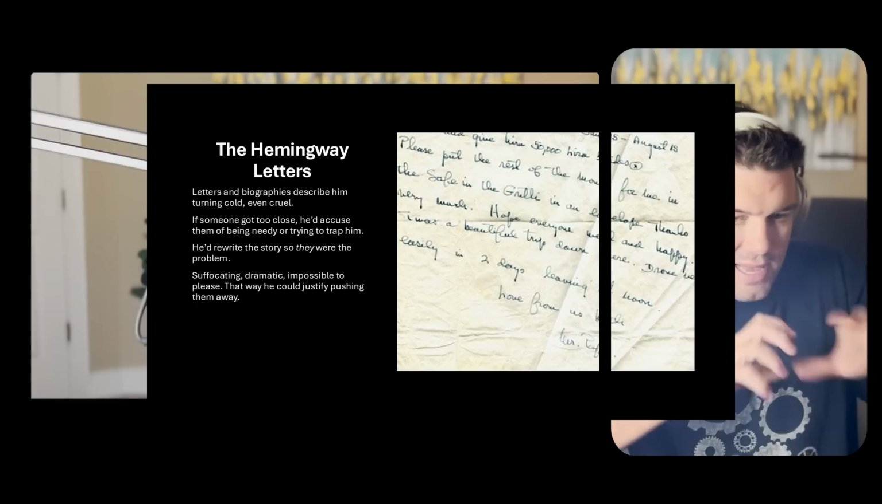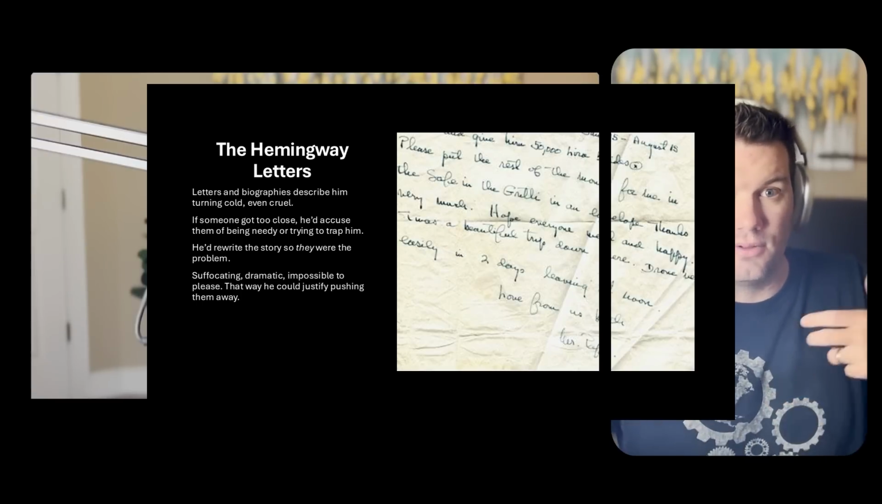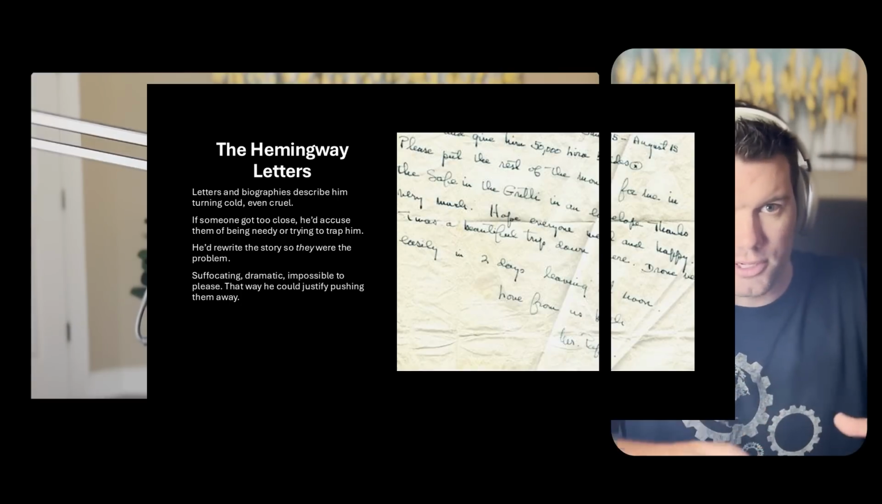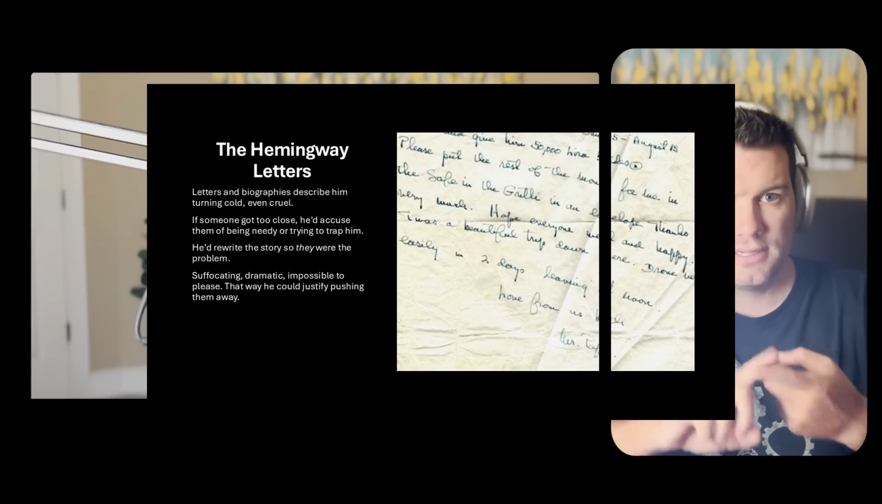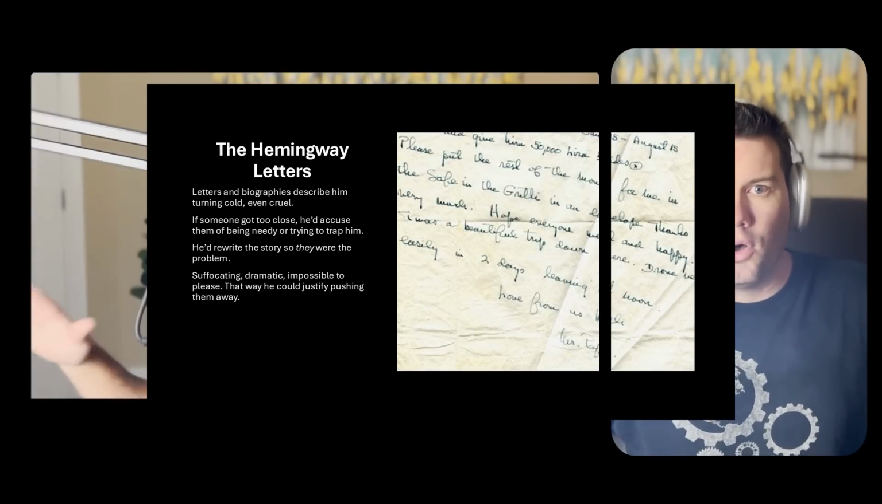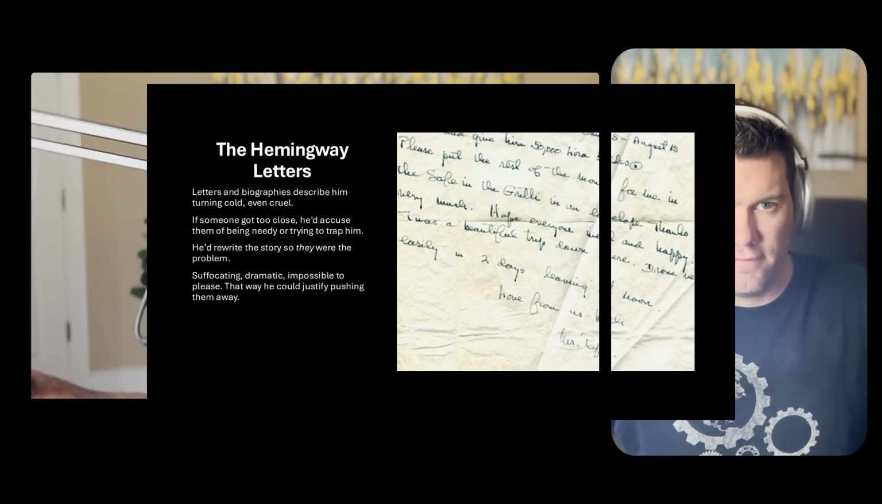He had a tendency that if someone got too close, he would accuse them of being needy or trying to trap him. He'd rewrite the story so they became the problem: suffocating, dramatic, impossible to please. He would essentially justify pushing all the romantic interests in his life away. And yet, just like a porcupine, he didn't run entirely. He kept them close enough to feed his ego and his need for connection, but spiky enough to keep real intimacy out. It's the classic level 4 pattern: distance wrapped in hostility.